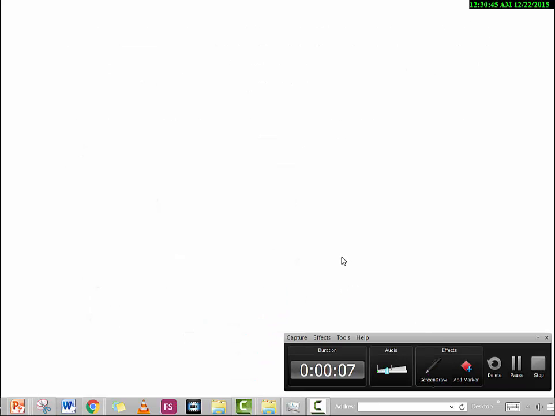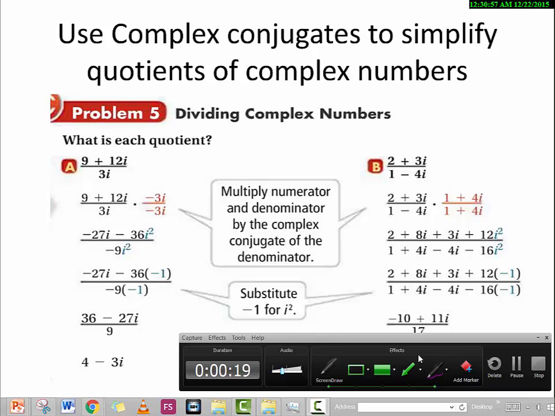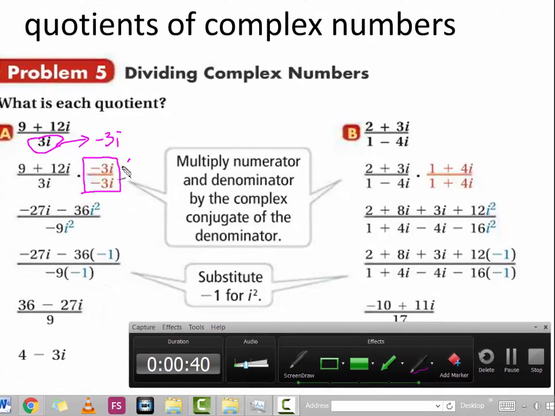Now that we know the concept of complex conjugates, we can start working on the division of complex numbers. Let's take a look at these 2 examples. The first one, A: 9 plus 12i divided by 3i. So the key here is we have to find the complex conjugate of the denominator. In this case, it is equal to -3i. And then we're going to multiply negative 3i over negative 3i because this expression is basically equal to 1. Anything times 1 is equal to itself, so we didn't change a thing by doing this.